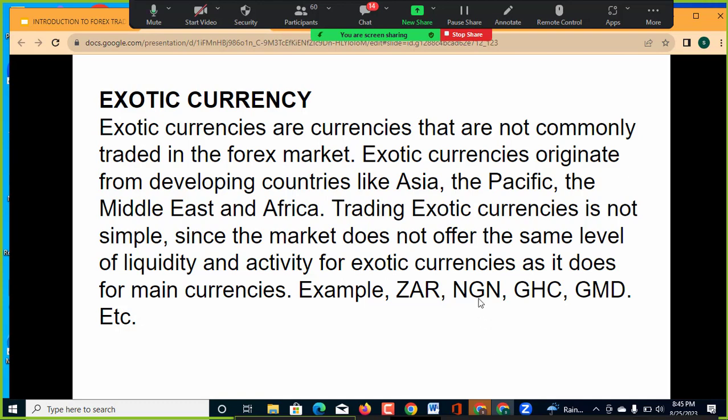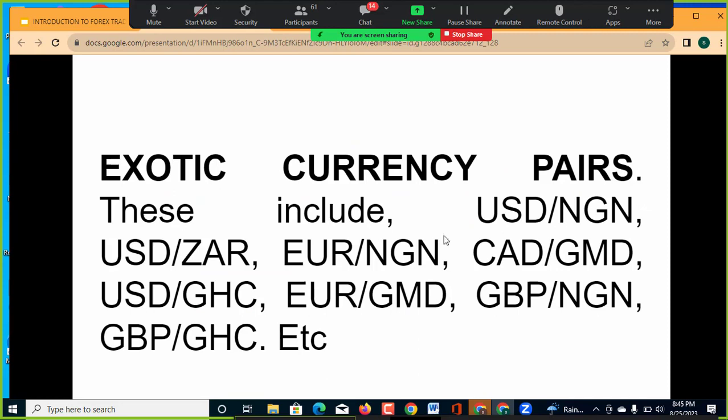For example, especially Naira or Ghanaian cedi or Gambian Dalasi, you can't really find them being traded in the forex market. So examples of exotic pairs are USD/NGN, USD/ZAR, South African Rand, Euro/NGN, CAD, Gambian Dalasi, USD/Ghanaian cedi, all of them. These are all exotic pairs.